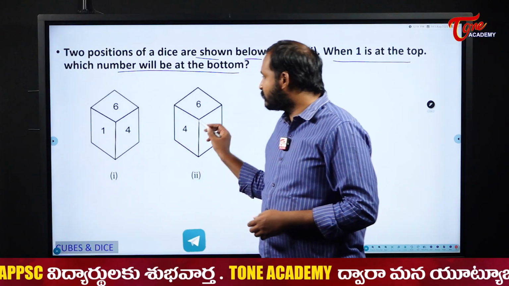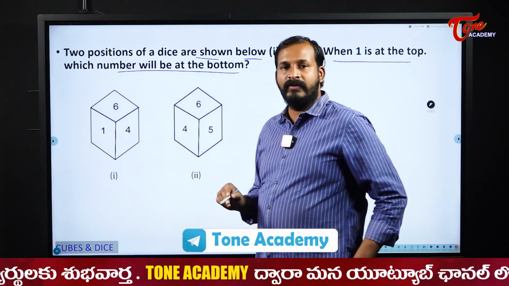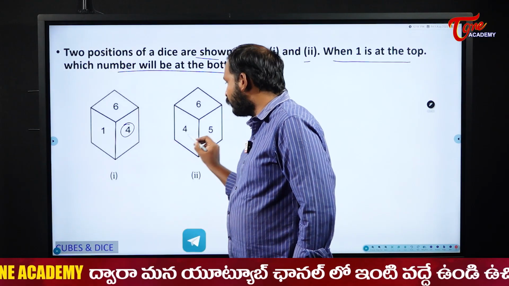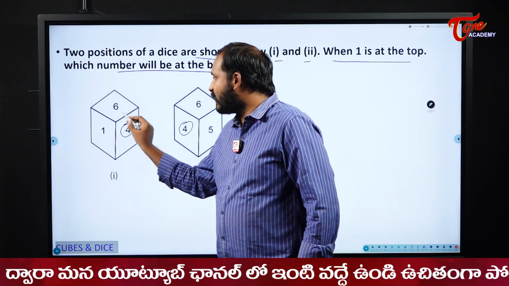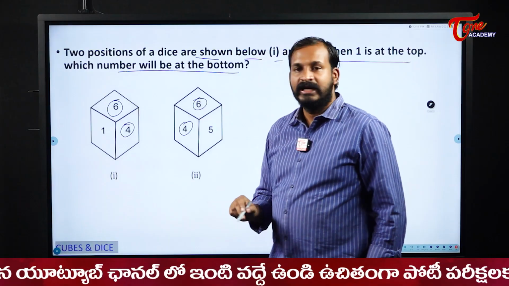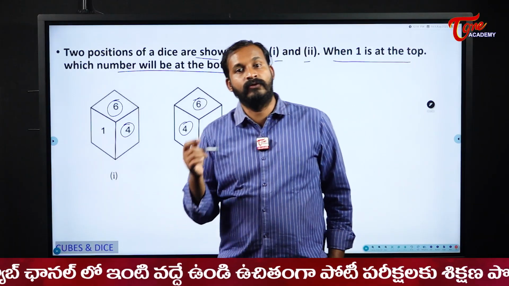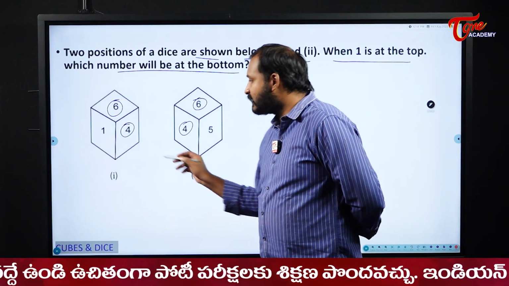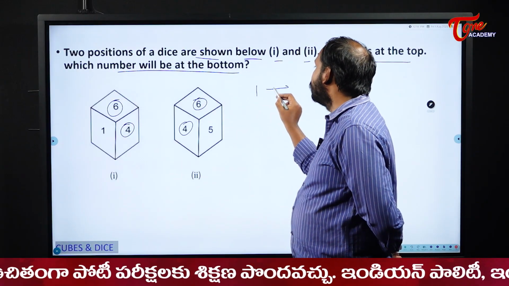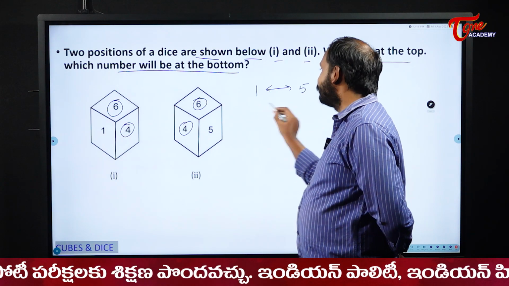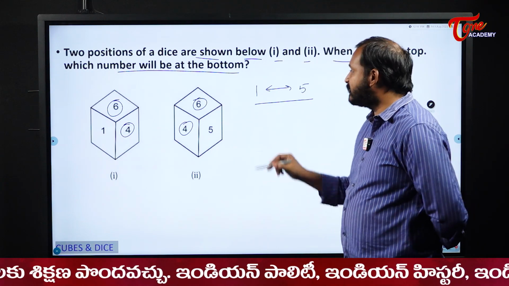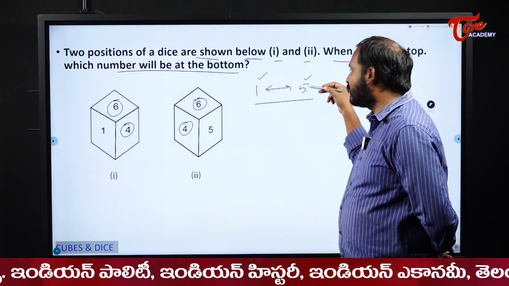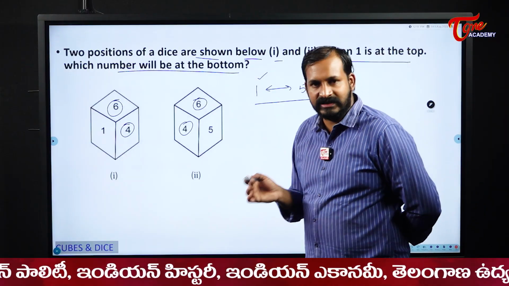Now see here students, out of these 2 projections, how many are common? Tell me. Here 4 is there, sir. Here also 4. Yes. And then sir, here we have 6. Here also we have 6. Then in 2 projections, if 2 numbers are common, then what we can say here students? Then directly I can say that 1 is opposite to 5. That means if 1 is at the top, 5 will be at the bottom. Or if 5 is at the top, 1 will be at the bottom. That is the logic, right?